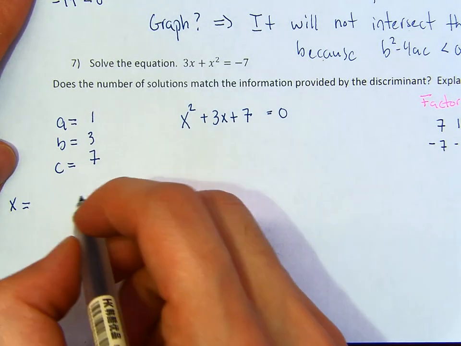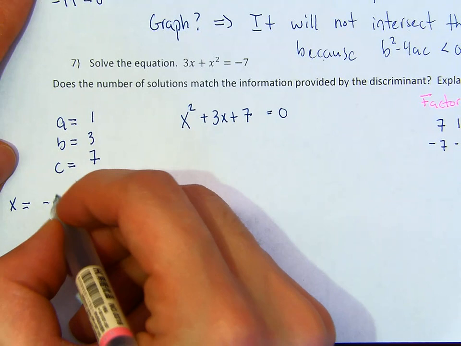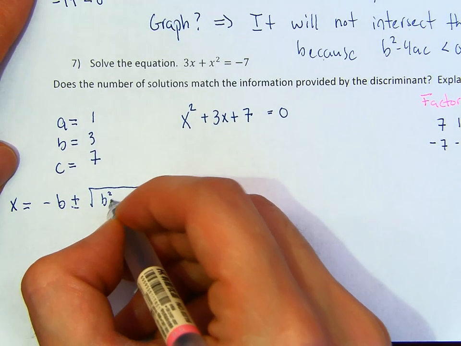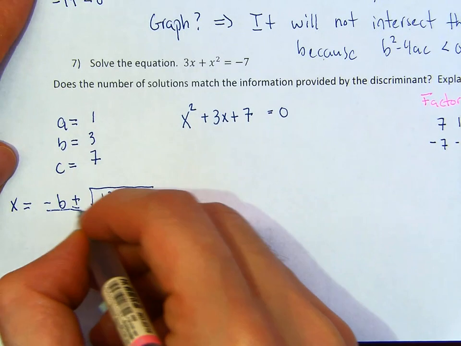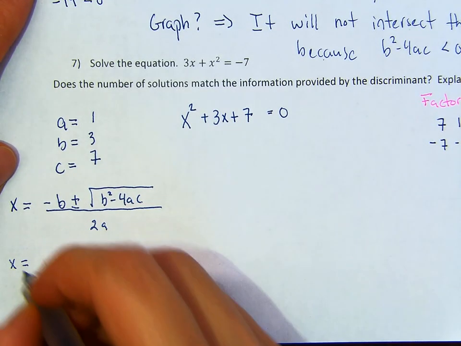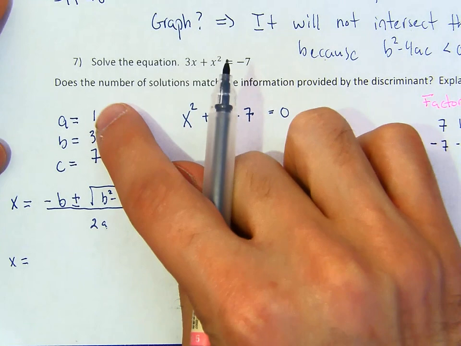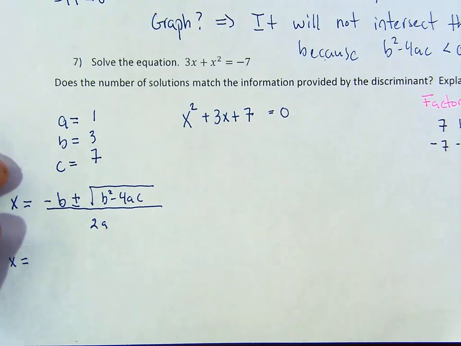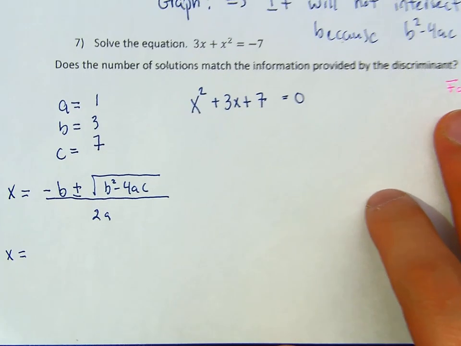Pause the video. Here, it's negative b plus or minus the square root of b squared minus 4ac all over 2a. So here, you have to plug in a, b, and c into here. So that's what I'd like you to do right now. Pause the video and try and do this by yourself, okay? Let's take a look here.